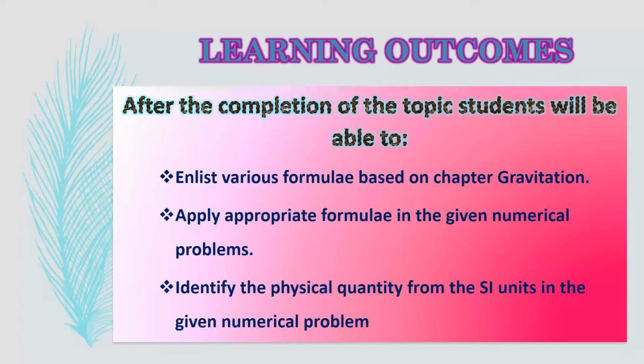So which formula to be used where, you have to be selective, and after this video you will be able to apply that also. And last, identify the physical quantity from the SI units in the given numerical problem. Means the name of the physical quantity like mass, acceleration will not be written in the numerical. You have to identify them from the SI units. Like if it is kg, we will take mass; if it is meter per second square, then we'll take it as acceleration.